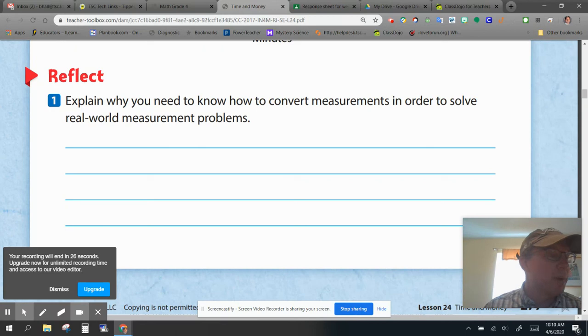And go ahead and do the corresponding math practice and problem solving pages 285 and 286.